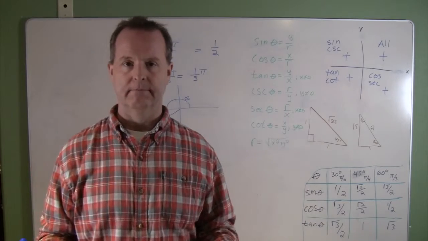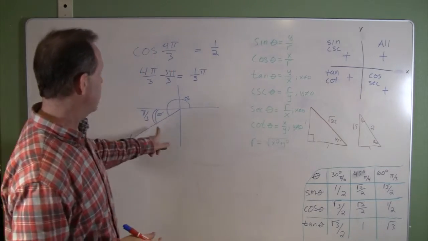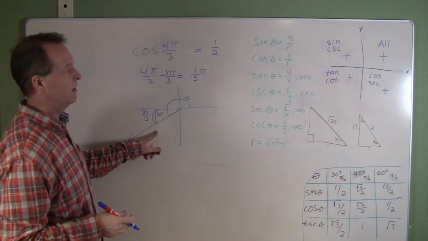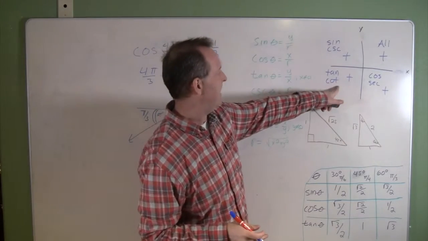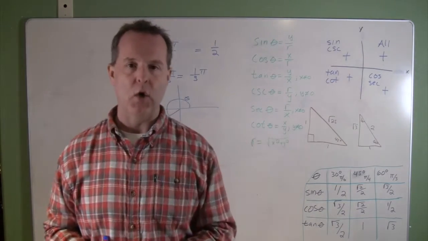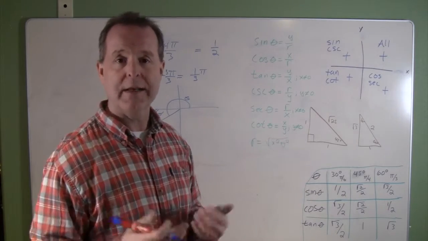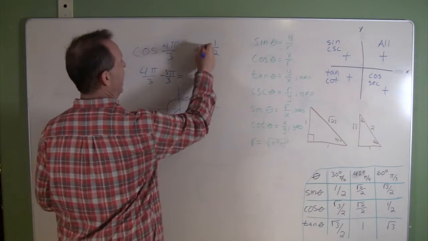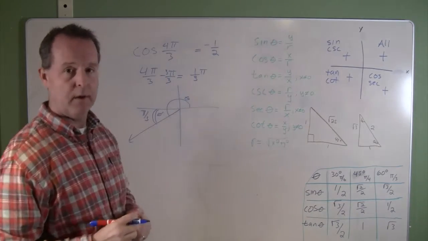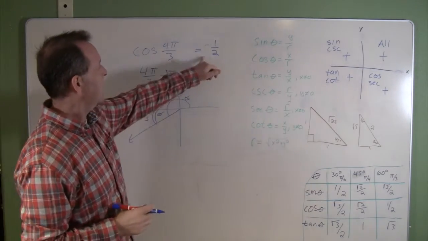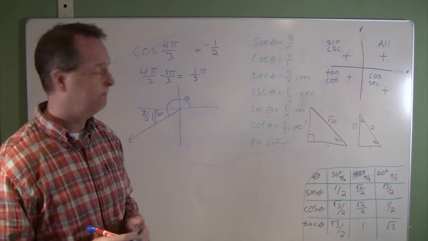What's its sign? That's what I'll go back and look for. I know that it landed in the third quadrant. The third quadrant tells me that tangents and cotangents are the only ones that are positive. So all cosines in that quadrant are negative. So therefore, the exact value of cosine of 4 pi thirds equals negative 1/2.